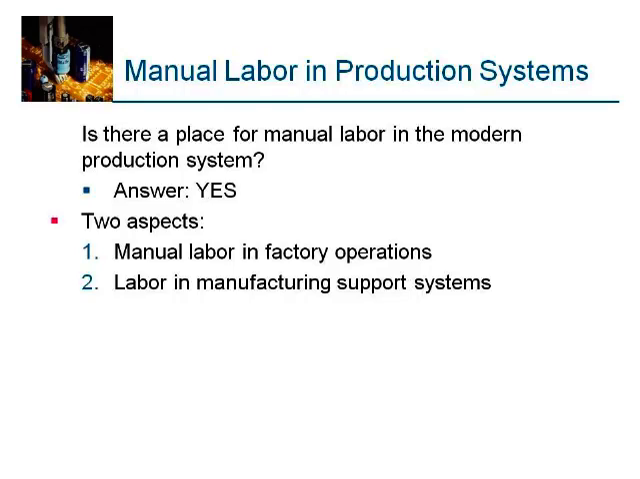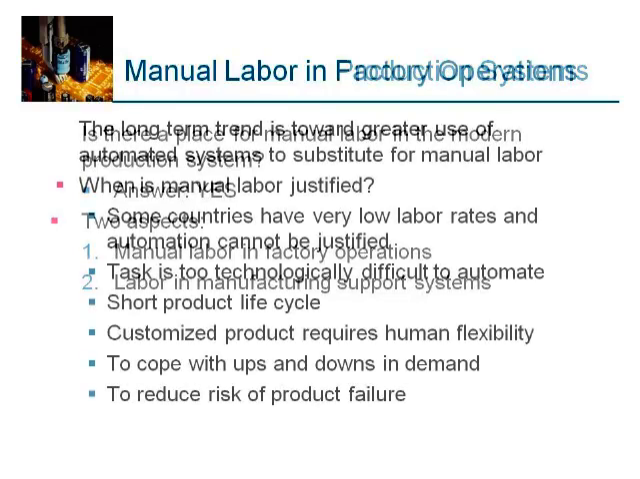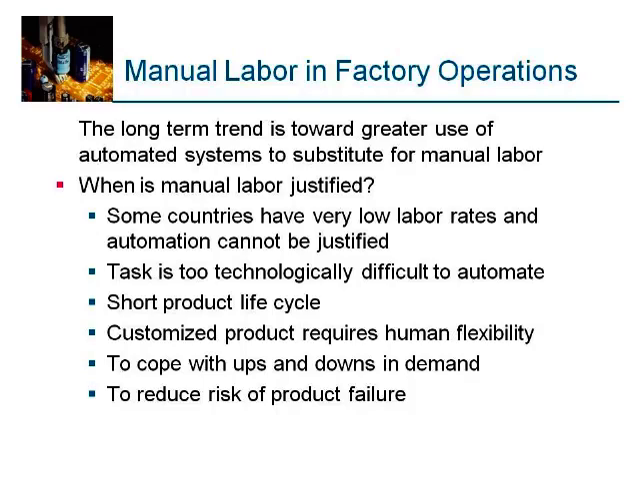Is there a place for manual labor in the modern production system? Yes. The two aspects are manual labor in factory operations and manual labor in manufacturing support systems. In factory operations, the long-term trend is towards greater use of automated systems to substitute for manual labor. When is manual labor justified? Some countries have very low labor rates and automation cannot be justified. The task may be too technologically difficult to automate.